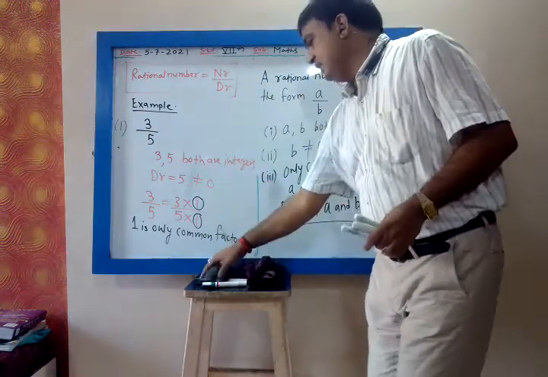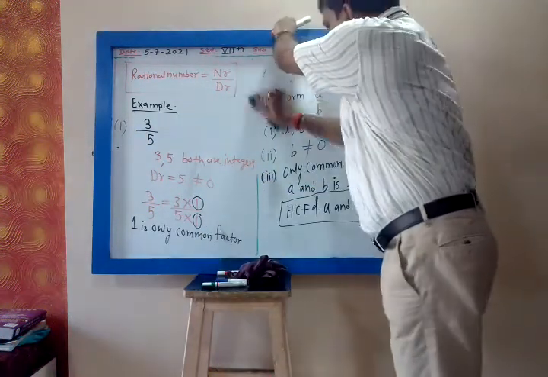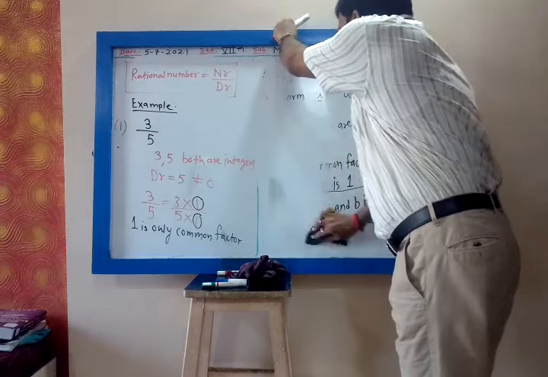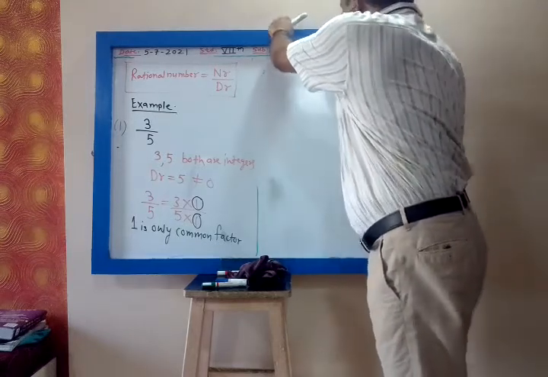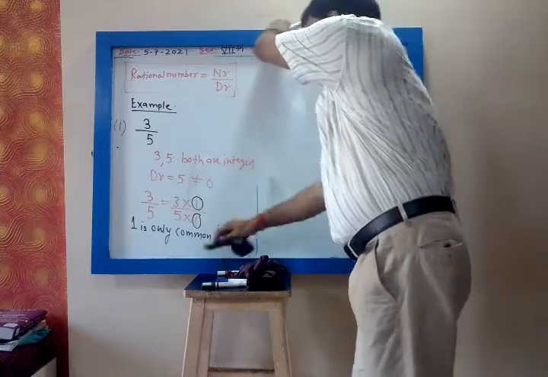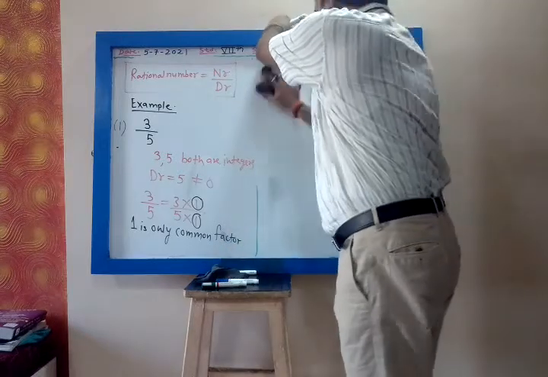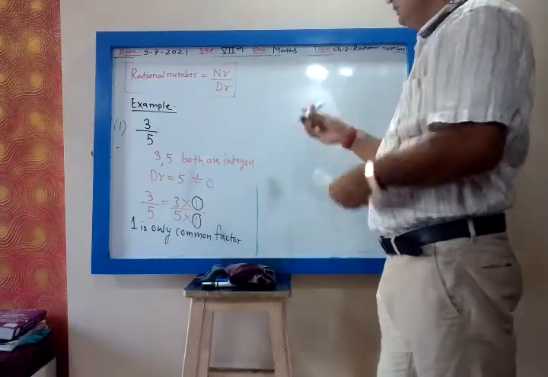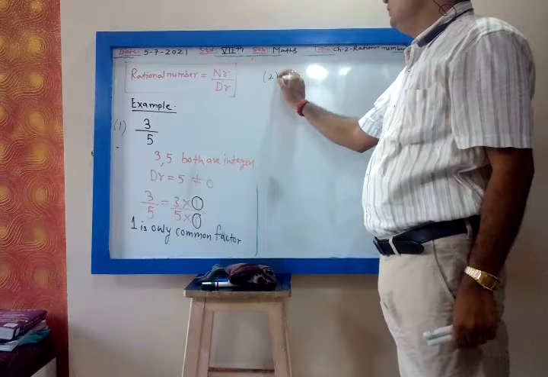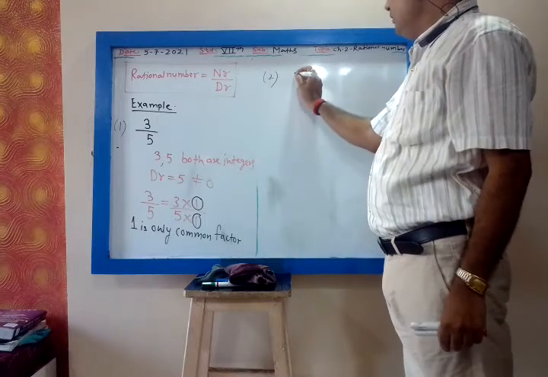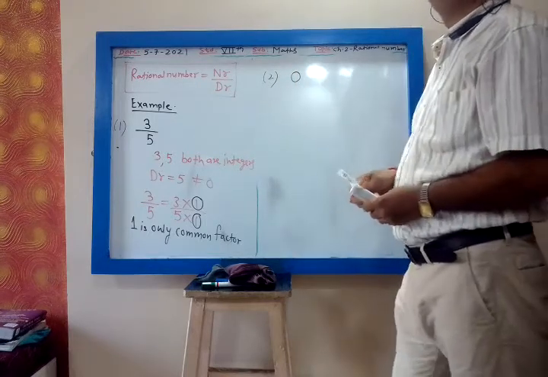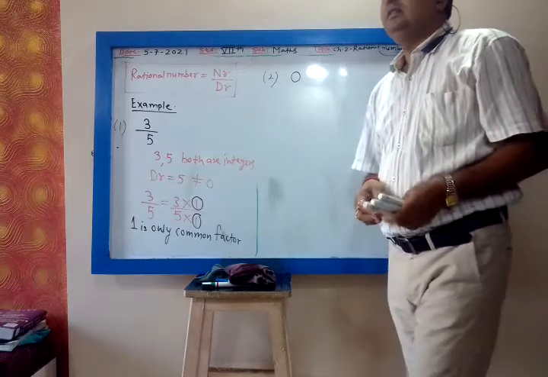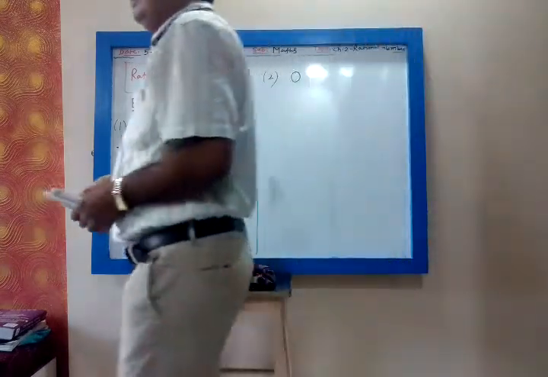Let us take the second example of a rational number. Now, is 0 a rational number? Tell me.